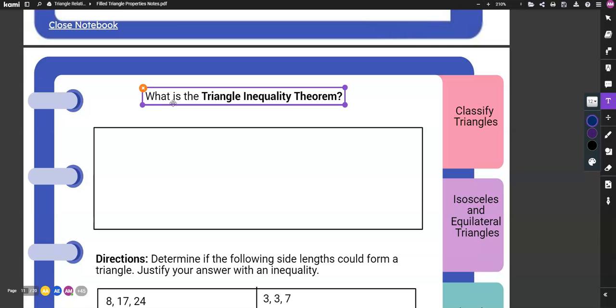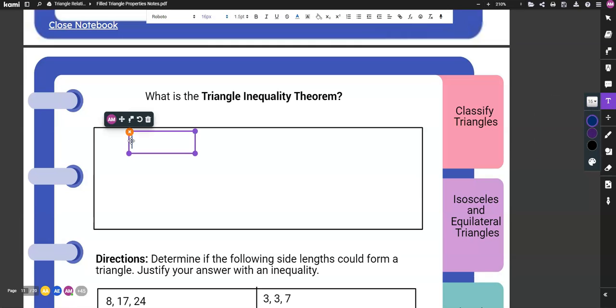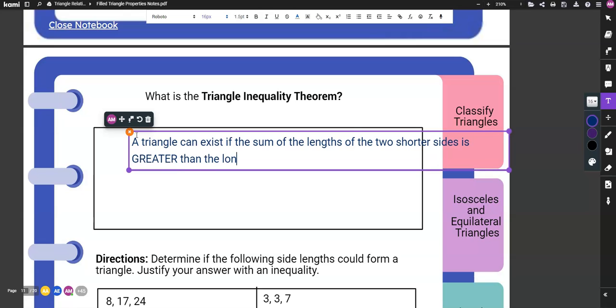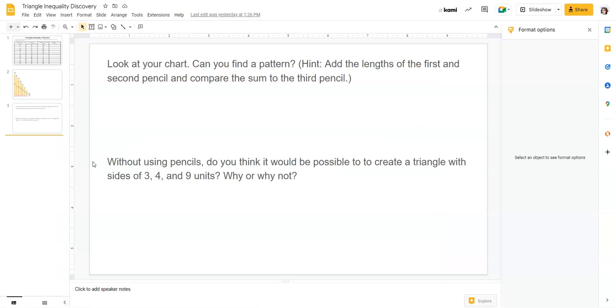Okay, so our next thing we're going to discuss is the triangle inequality theorem, which is relatively simple. The triangle inequality theorem states that a triangle can exist if the sum of the lengths of the two shorter sides is greater than the longest side. So basically it means add the two small ones together, and if it's bigger than the last one, then it's going to be a triangle. So let's go ahead and look at some practice with this.